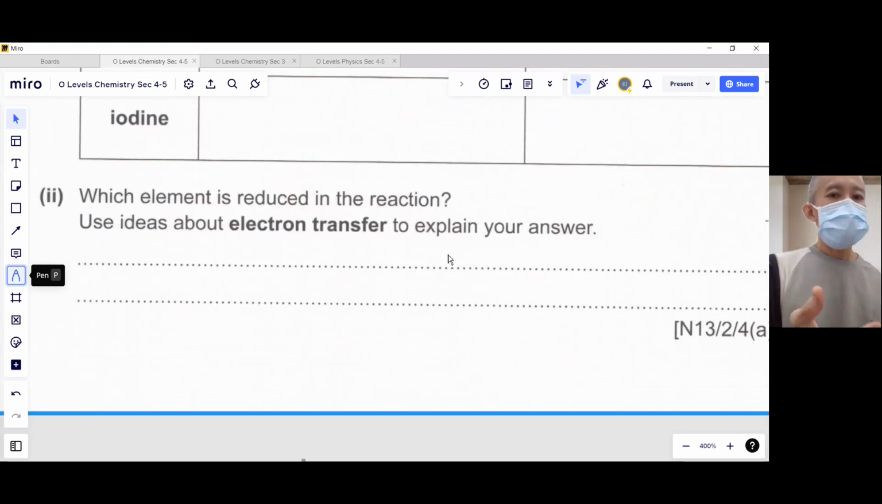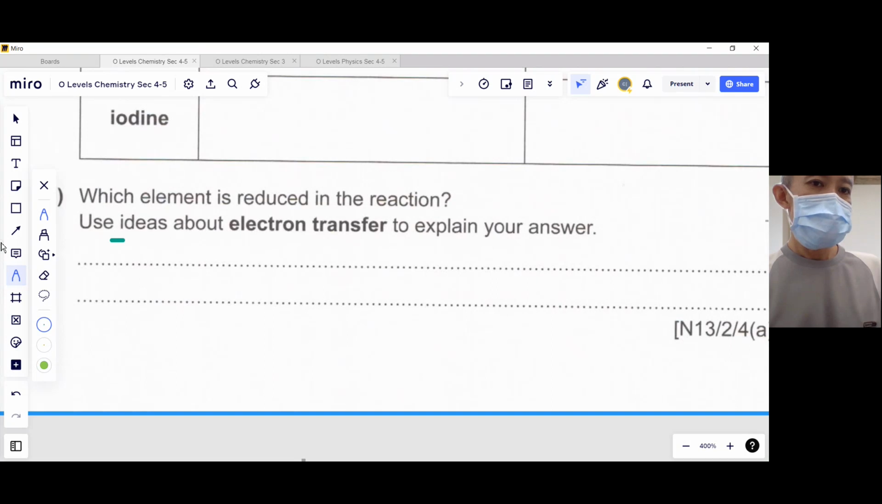Okay, electron transfer. Yes, I agree. Which element is reduced, Hannah? Iodine is reduced to iodide. How do you explain your answer, Hannah?